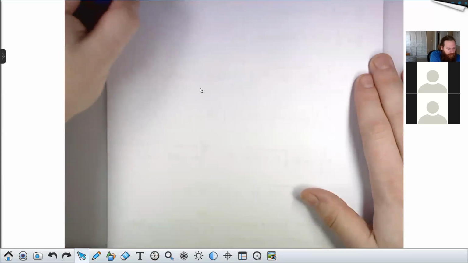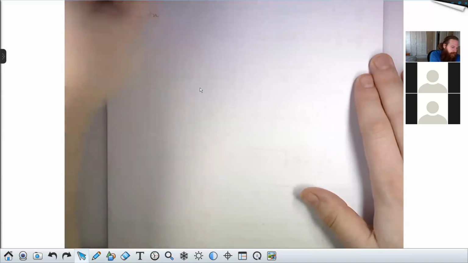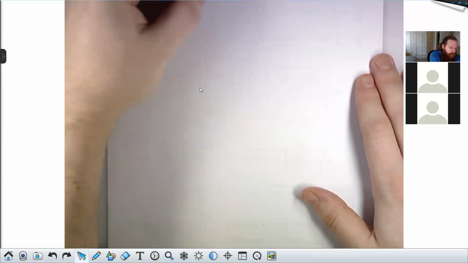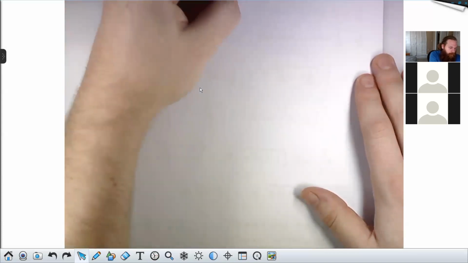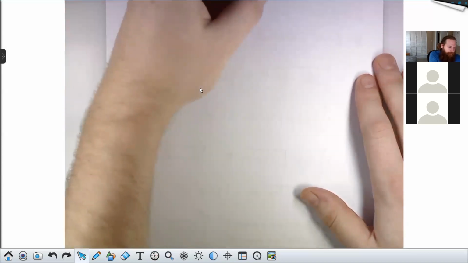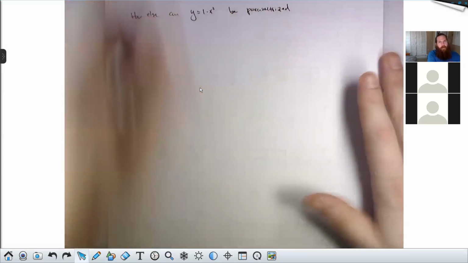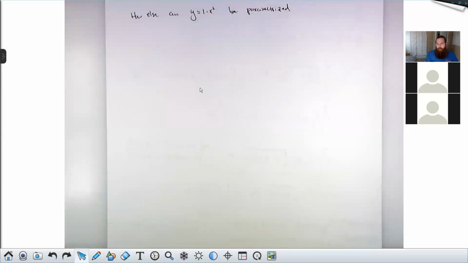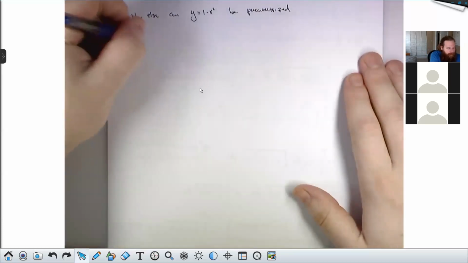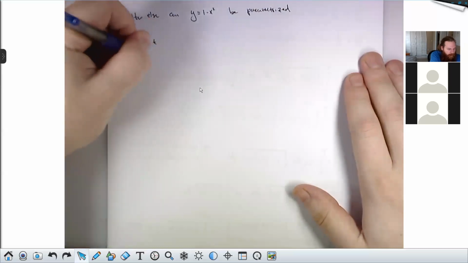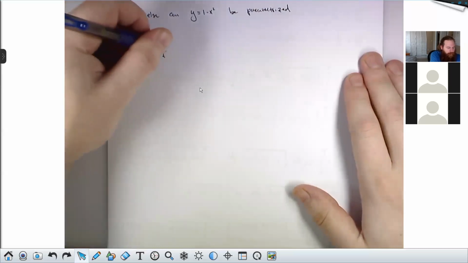Yeah, so Thomas asked a really good question. How else can y equals 1 minus x squared be parametrized? Parametrized is the verb for parametric. It means to rewrite that thing as a set of parametric equations. We absolutely could parametrize this as x equals t and y equals 1 minus t squared.